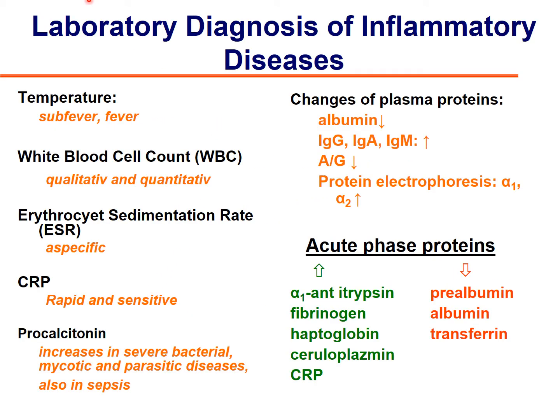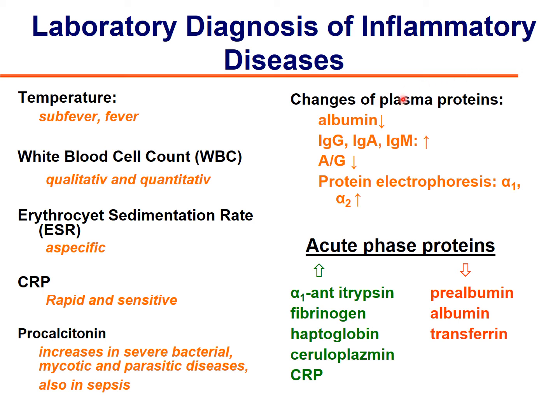Let's see how we can evaluate inflammatory diseases. First of all, the temperature. Subfever or fever is a hallmark of inflammatory diseases. The white blood cell count usually elevates, both qualitatively and quantitatively. The CRP can be measured immediately, showing that there is an inflammatory reaction. Erythrocyte sedimentation rate is a nonspecific indicator, and it can be altered by a lot of things I'm going to talk about later on. Procalcitonin, as we mentioned, increases in severe bacterial, mycotic and parasitic diseases, and also in sepsis, much earlier than the CRP.